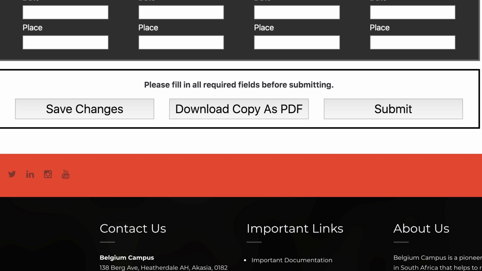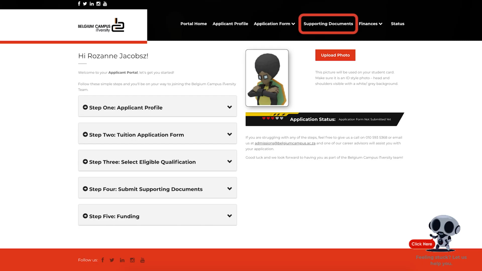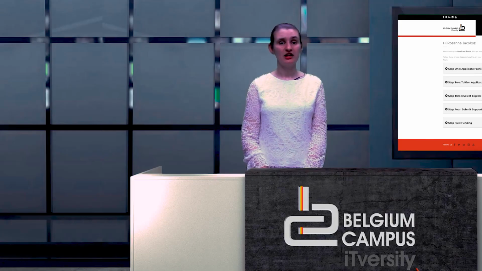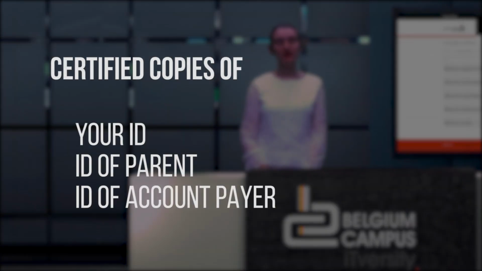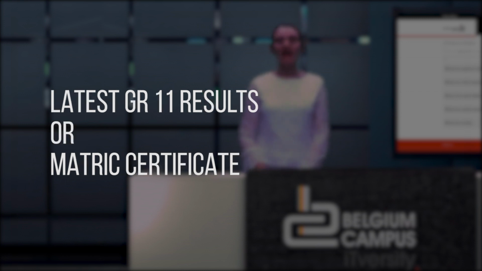After you've completed the application form, you can now submit. Step 3 is to supply us with your supporting documents. These documents include certified copies of your ID, the ID of a parent, and the ID of the person responsible for the payment of your account. You will also need to submit a proof of residence, a medical aid card if applicable, and your latest grade 11 results or your matric certificate.